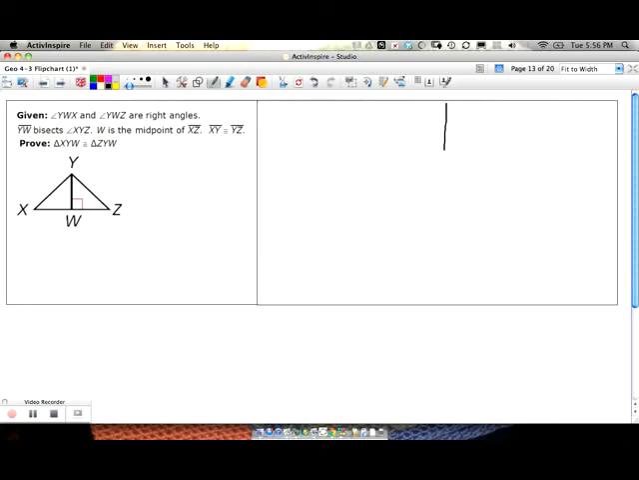Do we have another one? I think we do. Okay, again we got the statements and reasons split up. So statements, reasons.